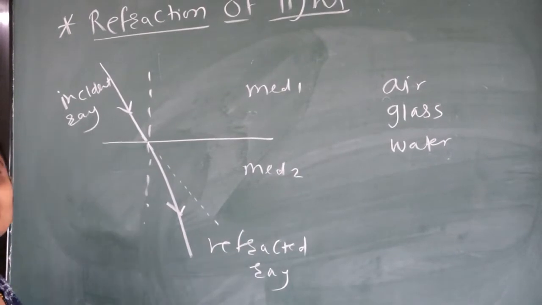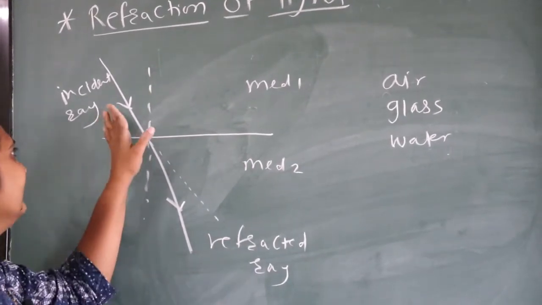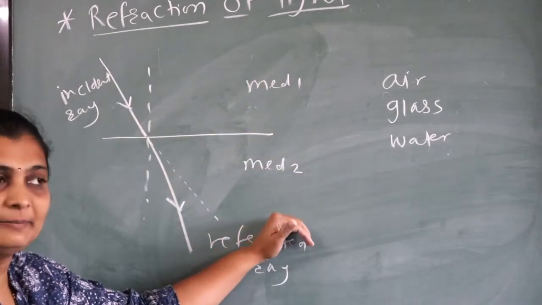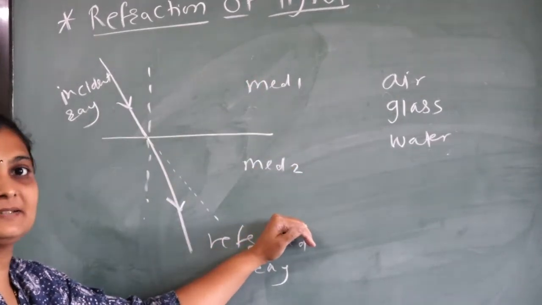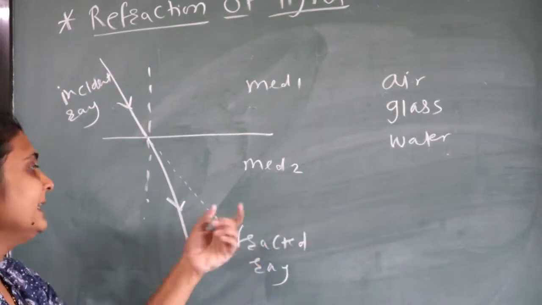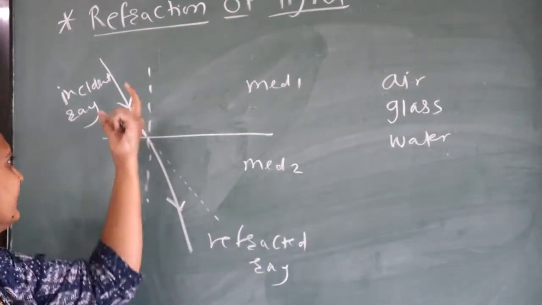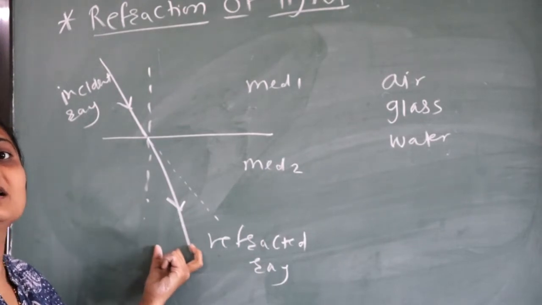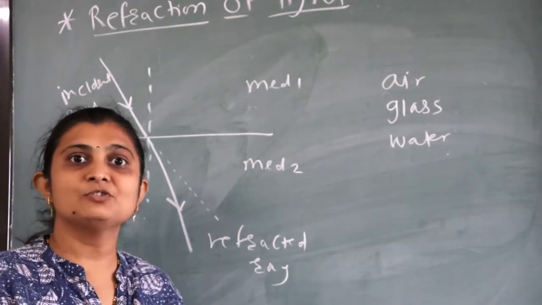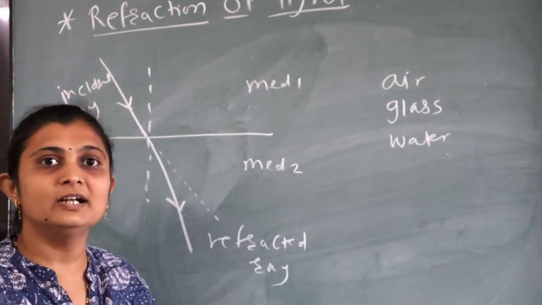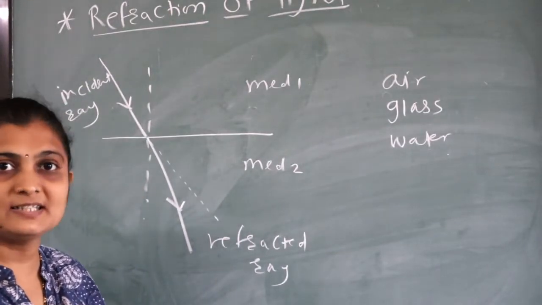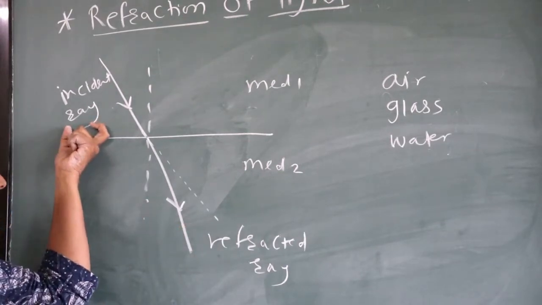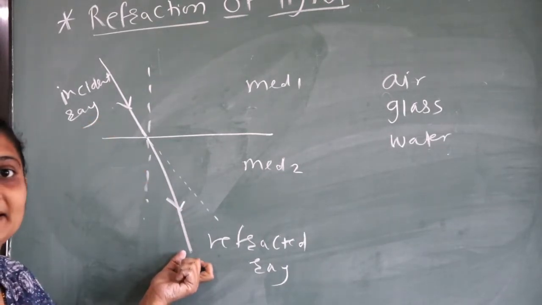Now we will see the definition of refraction. When light rays go from one transparent medium to another transparent medium, their velocity changes and so their path also changes. This is the original path and this is the changed path. This is called refraction. Incident ray and this is the refracted ray.